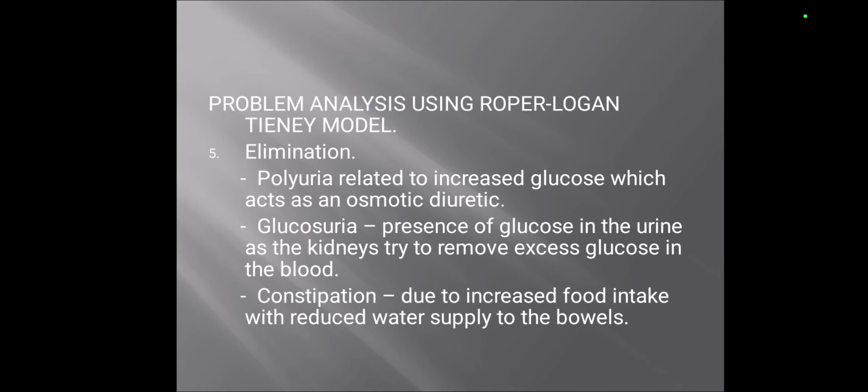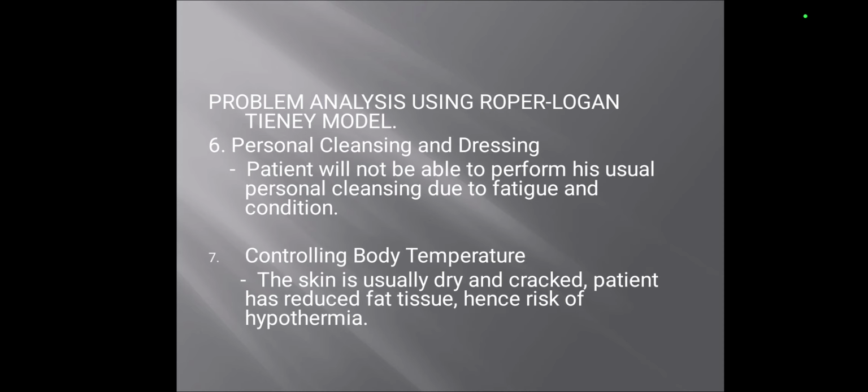And also I've got elimination. Polyuria related to increased glucose, which acts as an osmotic diuretic. Glucosuria, presence of glucose in the urine as the kidneys try to remove excess glucose in the blood. We're going to have constipation due to increased food intake with reduced water supply to the bowel, because this water is being lost through the urine. So the person is going to be dehydrated.